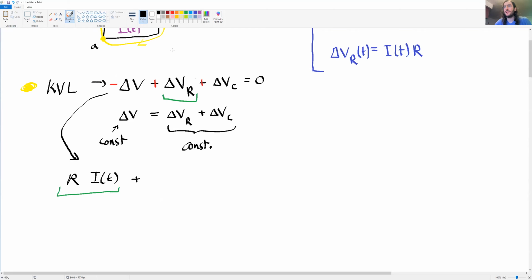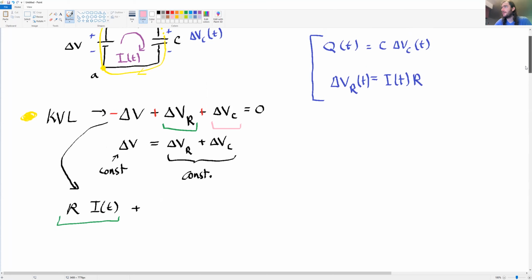The next term I want to write down is the potential difference across the capacitor. And let me scroll up a little bit so we can see the equation again. So if I want to solve for delta V sub C, then I need to do Q of t over C. So we'll write it as 1 over C times Q of t. And that is delta V of C. And then finally, I have minus delta V, and delta V is a constant. This equation is equal to 0.